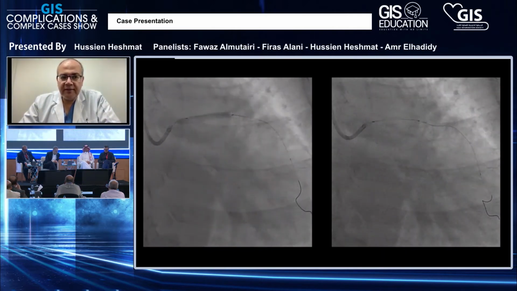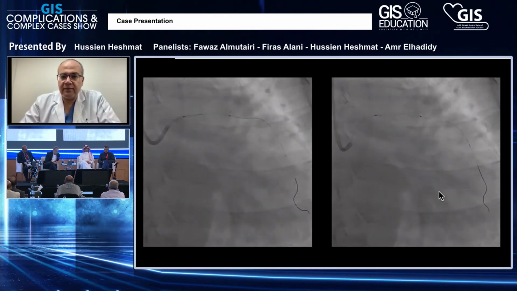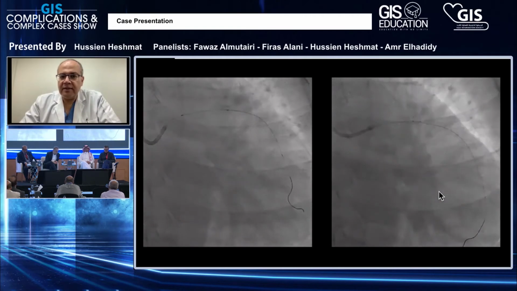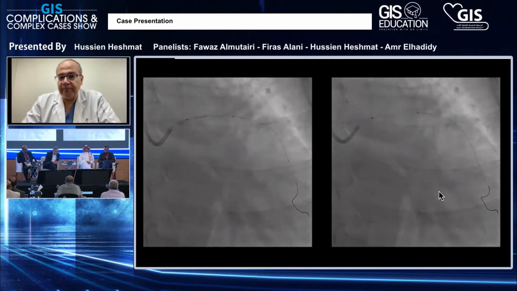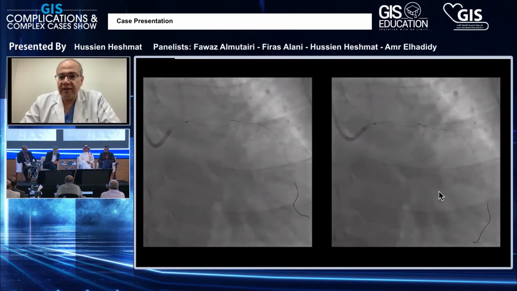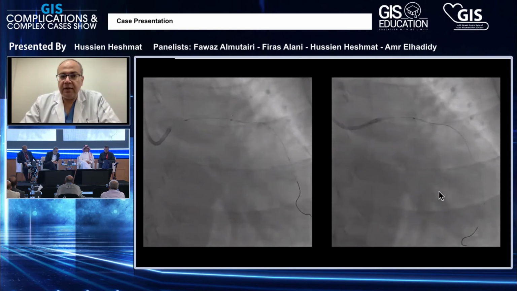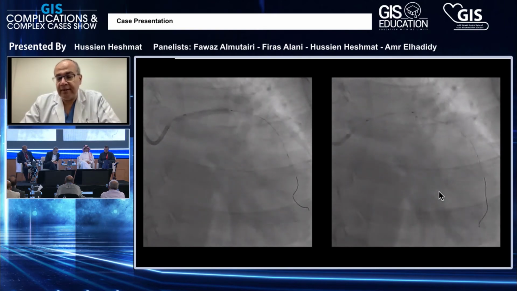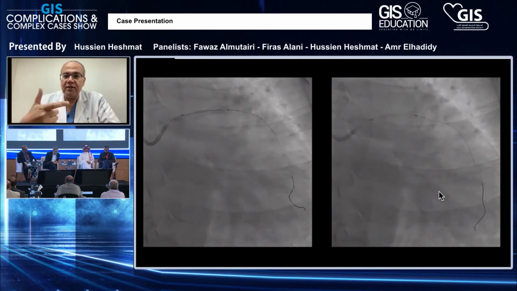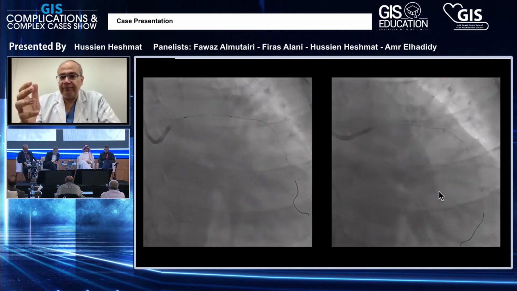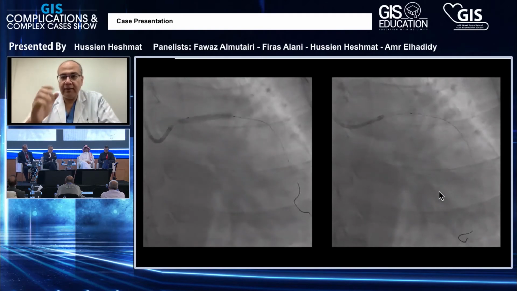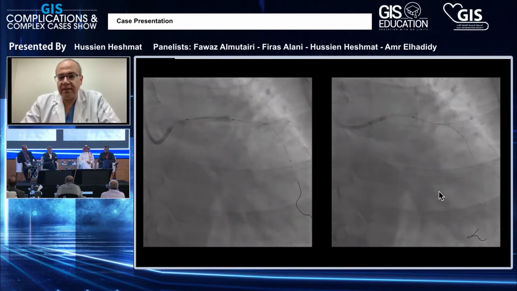And then we deflated the balloon, and here things start to get messy. The balloon doesn't come out, and whenever we try to pull the balloon forcibly, the guiding catheter tended to jump in. We repeated the inflation and deflation cycle several times. We even went to higher pressures, 16, to make sure that the sheath would be detached from the stent. And we tried to pull out again, but again we encountered the same problem.